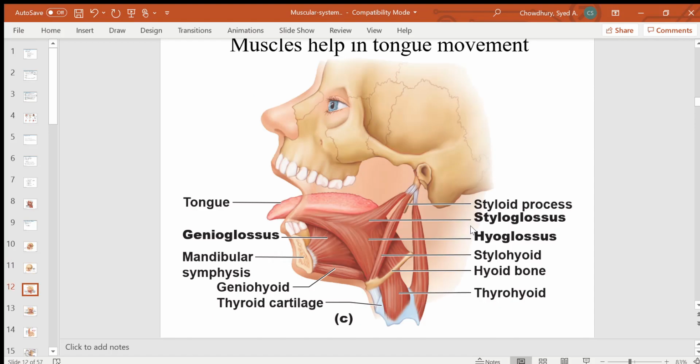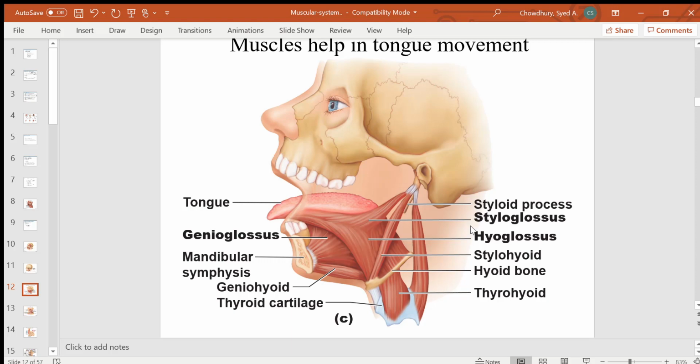Now we'll see the muscles that help to move the tongue. Movement of your tongue is extremely important. You know that by moving your tongue, you mix the food with saliva, right? You also make the food bolus and swallow the food with the help of the tongue, right? So when you speak, you move the tongue, you twist the tongue.